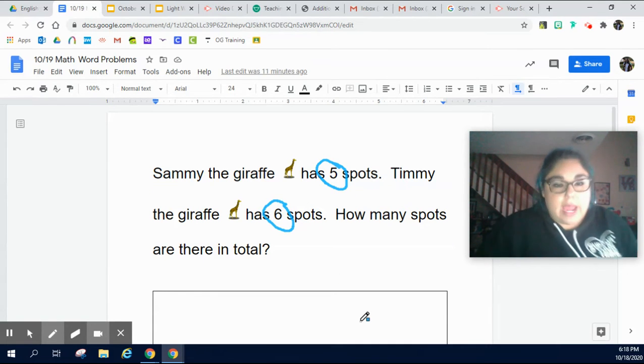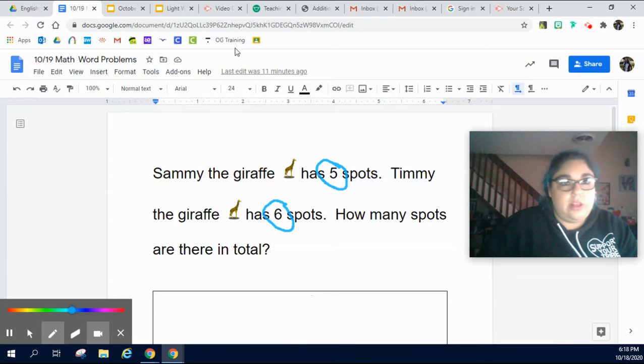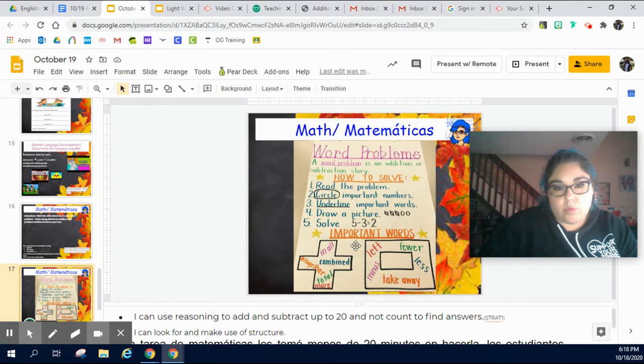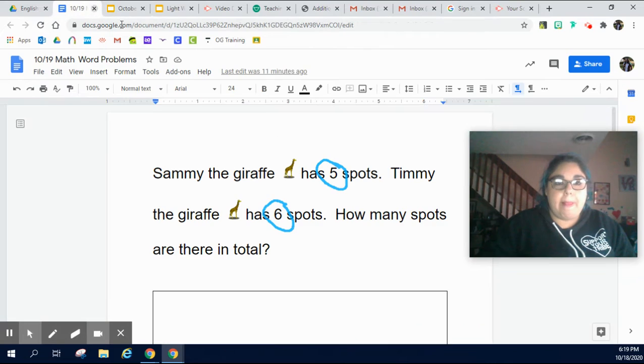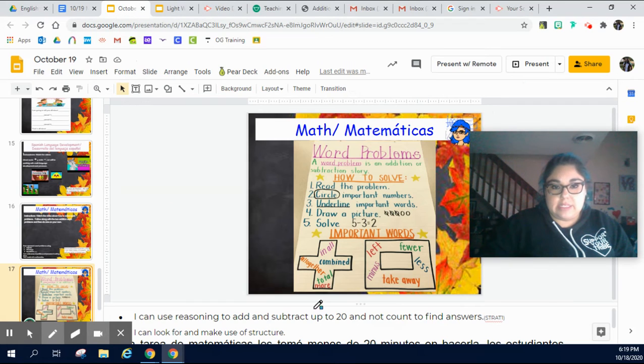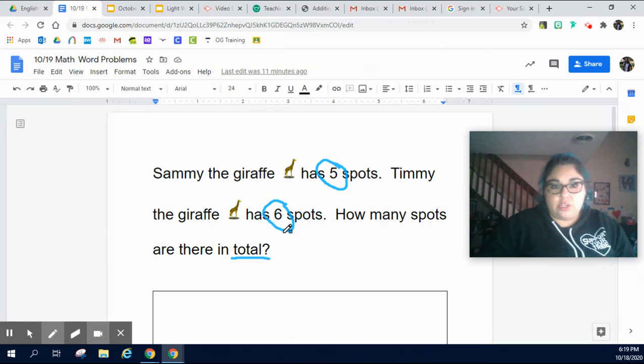Then I'm going to underline my important words. Sammy the giraffe has 5 spots. Timmy the giraffe has 6 spots. How many spots are there in total? Well, if we look back at our important words to underline: in all, combined, all together, total, or more. So this is total, so I'm going to underline total. Again, it's an addition problem.